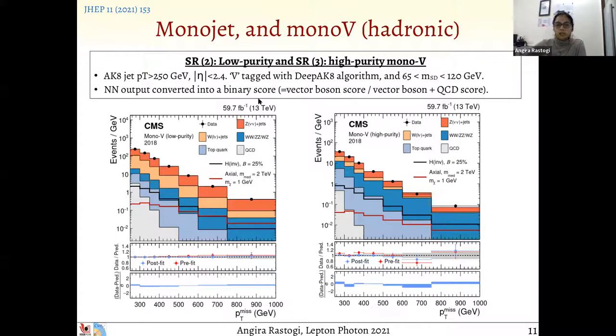And we use this binary score to define a high purity selection in which jets are more likely to be a V-tagged jet. And all the events which fail this high purity jet selection go in the low purity signal selection, where you can see there is a lot more background.